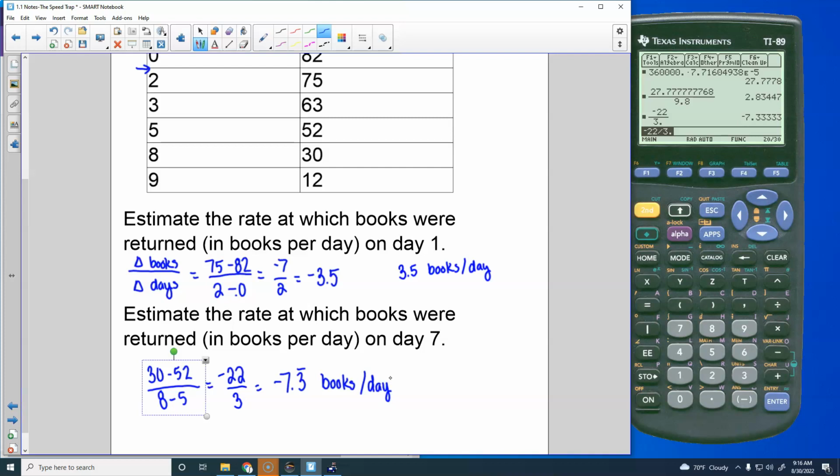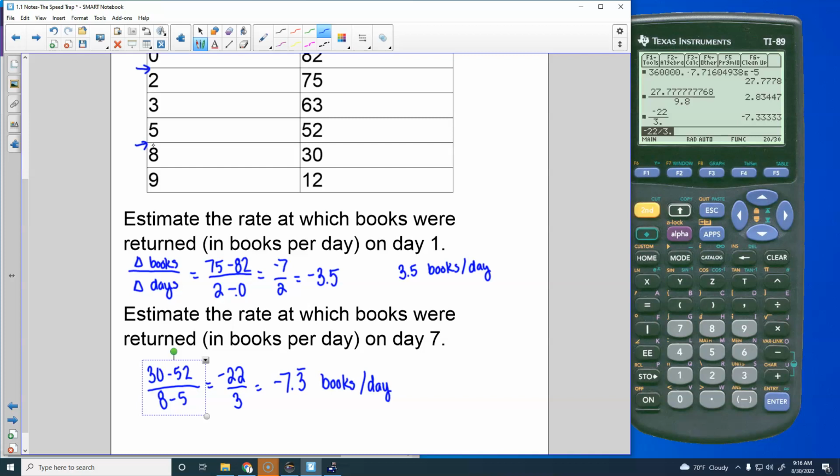Now, the best we can do here is to just use 5 and 8, although 7 is a little closer to 8 than it is to 5, so it's not a perfect estimate here, and if we had more information, that would be helpful. So if we use 5 and 52 and 8 and 30 to estimate that, we're going to get negative 7.3 repeating books per day.